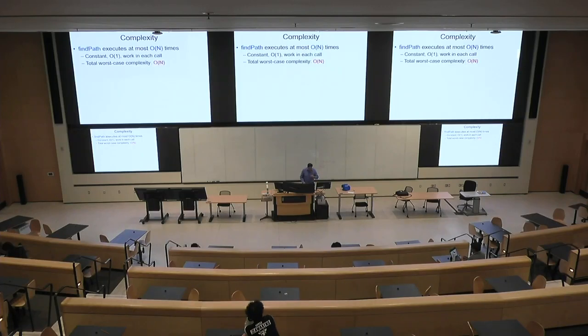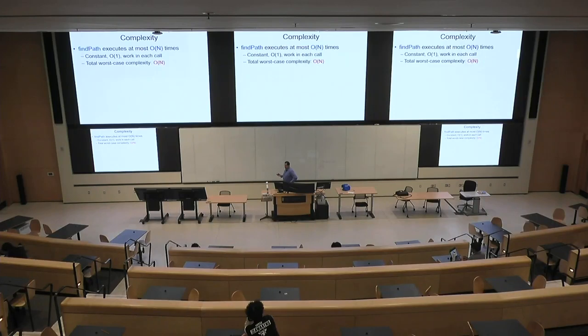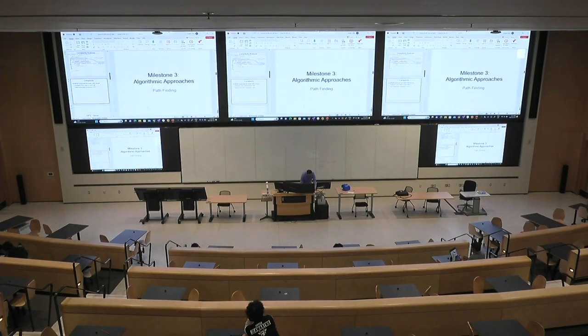Okay, so our worst case complexity is order n, which is actually pretty fast. So depth first search is a pretty fast pathfinding algorithm. Let me show you what it looks like.